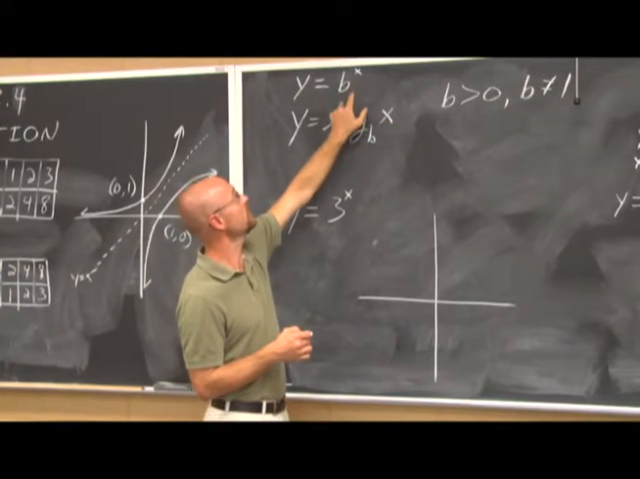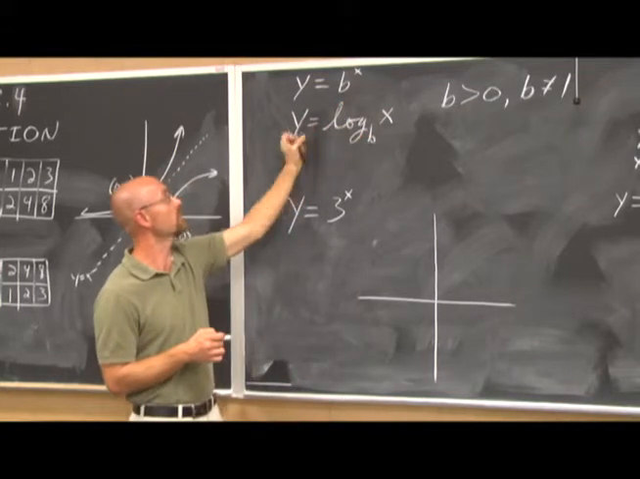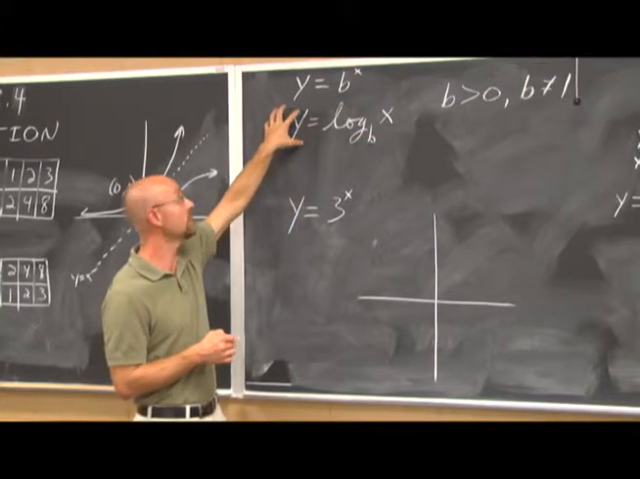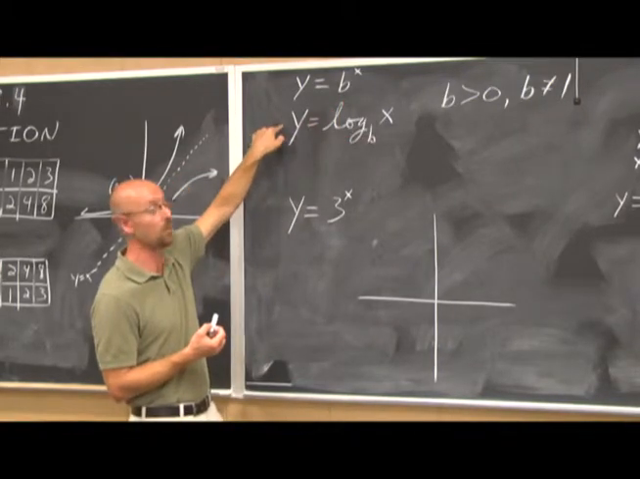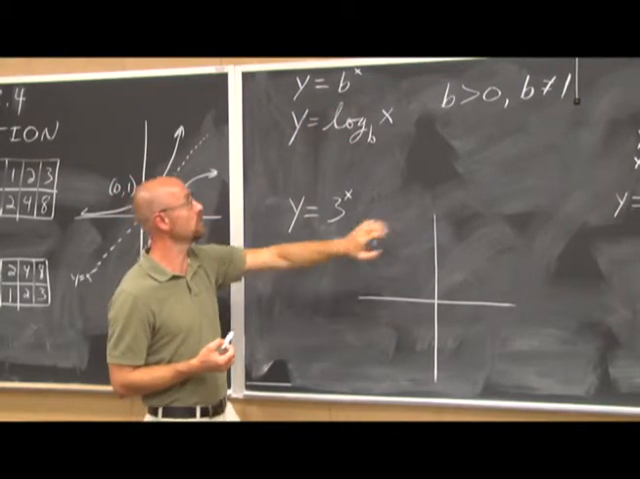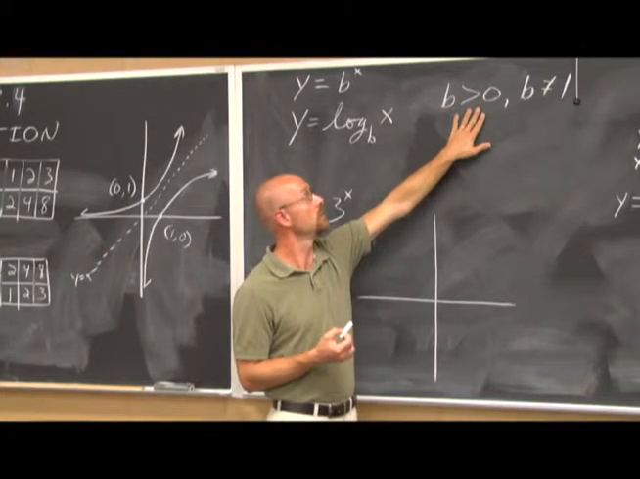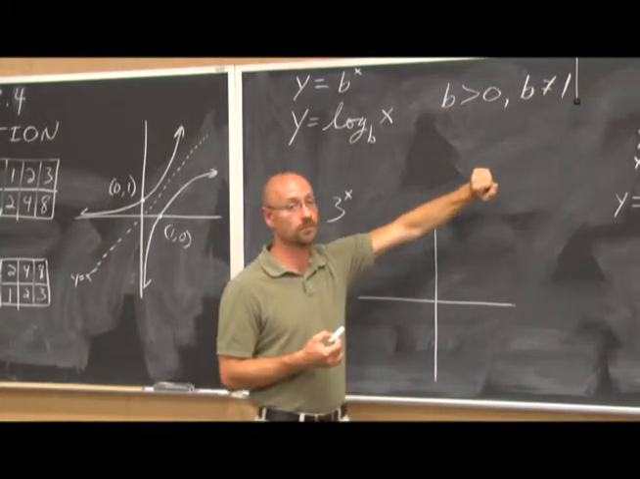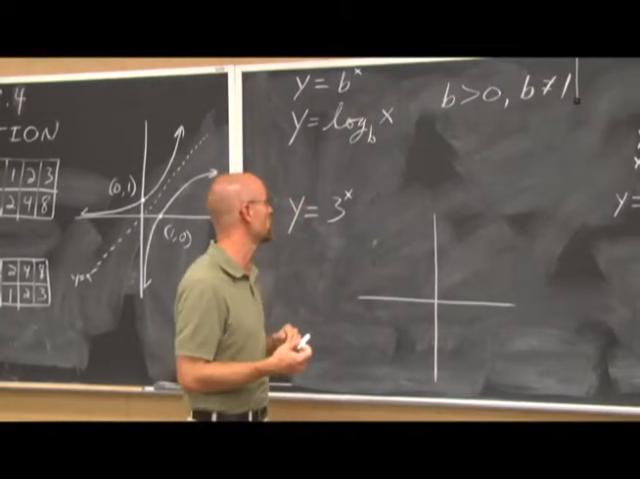Now, if we look at this here, x was the exponent, but when we switch x's and y's, this value is essentially an exponent. Logarithms tell us what the exponent is. And just to review, our base has to be greater than 0 and not equal to 1, because 1 to whatever power is always going to be 1.